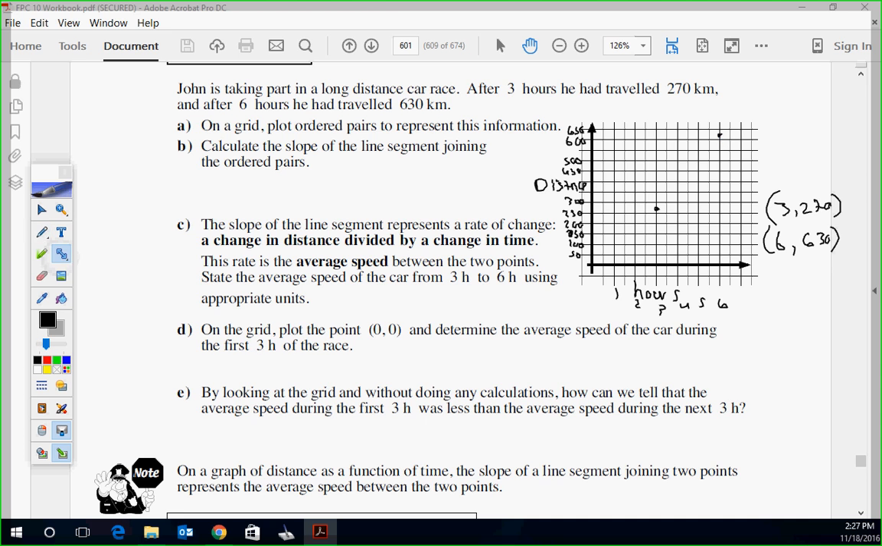Okay, we can join those now so we can see the linear relation of these two. All right, so let's calculate the slope of those. So 630 minus 270 over 6 minus 3. 360 over 3, which is 120 kilometers an hour. So that means the car was going 120 kilometers an hour.